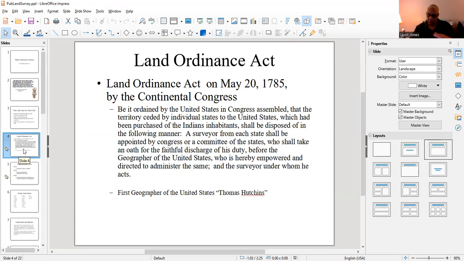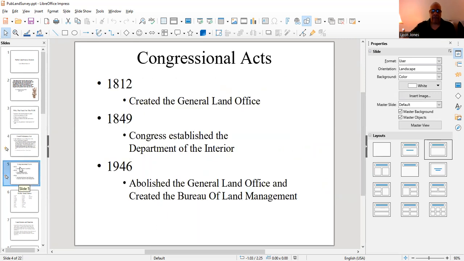So to put everything in layman's terms, a surveyor from each state shall be appointed by Congress or a committee of the states who shall take an oath for the faithful discharge of his duty before the geographer of the United States, who is hereby empowered and directed to administer the same, and the surveyor under whom he acts. Again, so many other congressional acts, 1812, that's when the GLO was established.